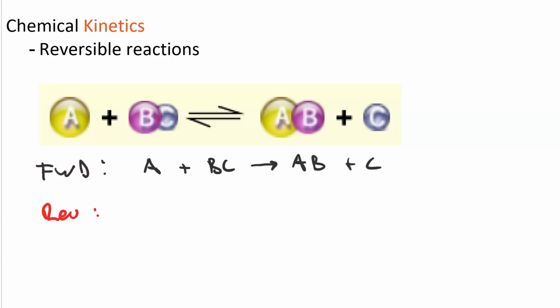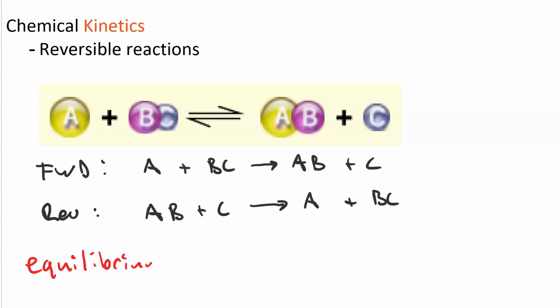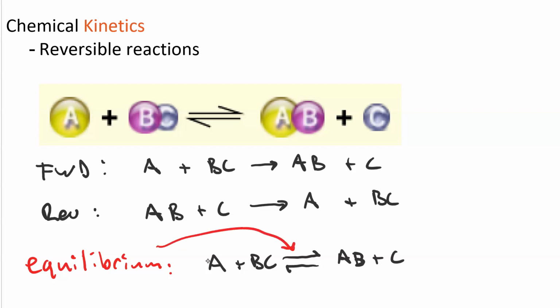In the reverse direction, we have AB plus C yields A plus BC. Since it's a reversible reaction, we write it as an equilibrium. Writing the equilibrium is signified by the double arrow. So this tells you this is a reversible reaction and it's going to reach equilibrium.